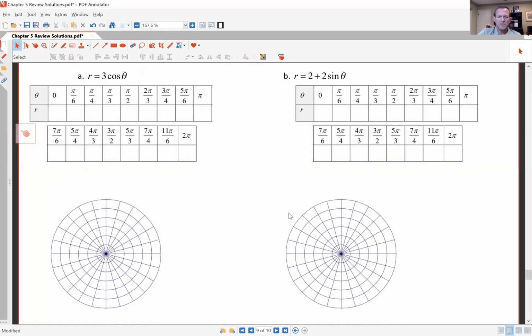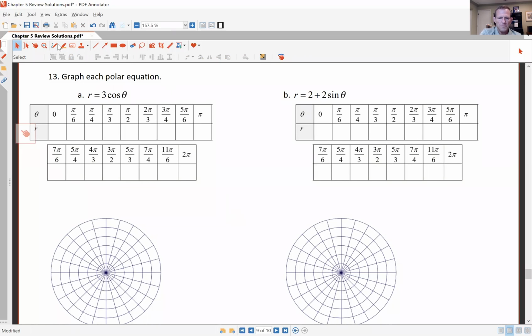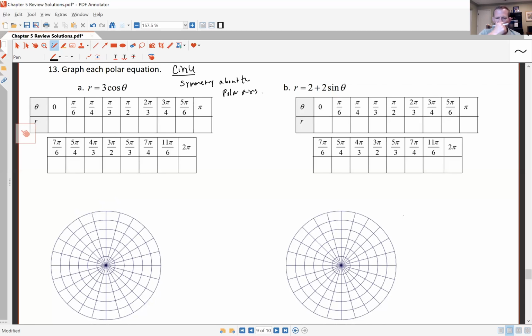And the circle, by replacing theta with negative theta, the graph would stay the same. So it has symmetry. Has symmetry about the polar axis. So you run through this list of numbers, theta equals 0, pi over 6, pi over 4, all of our standard angles, and evaluate this function.